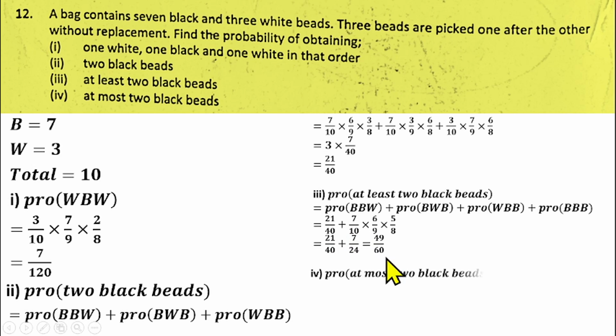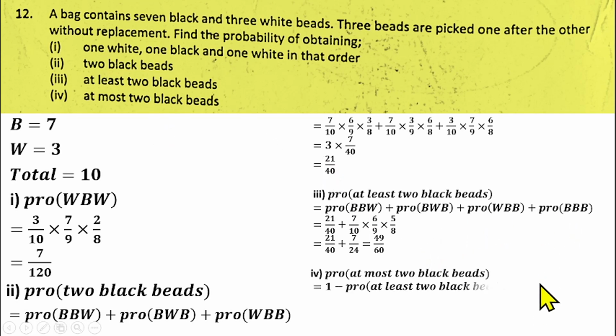Then for the last one, we have to find the probability of at most 2 black bits. What does that mean literally? That means that the highest number of black bits there must be is 2 in our option. The highest there must be 2, at most 2 black bits.